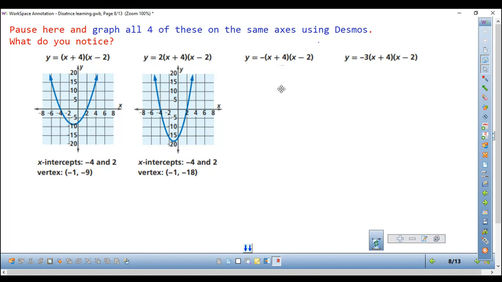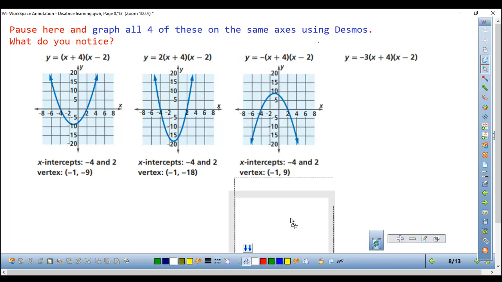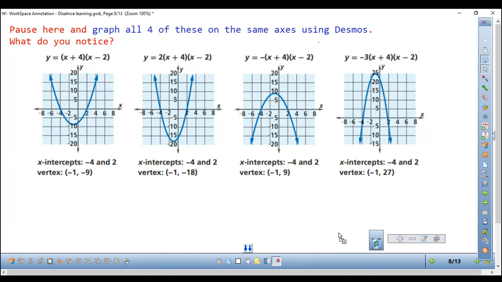Now take a look at this one. You'll probably notice right away that it's negative. It's -1. So taking a look at what this would look like, it should be similar to this graph, except it still goes through -4 and +2, but it's the other way around. It's more like a frowny face. And here, finally, we've got -3, the exact same x-intercepts, but it's taller and narrower.